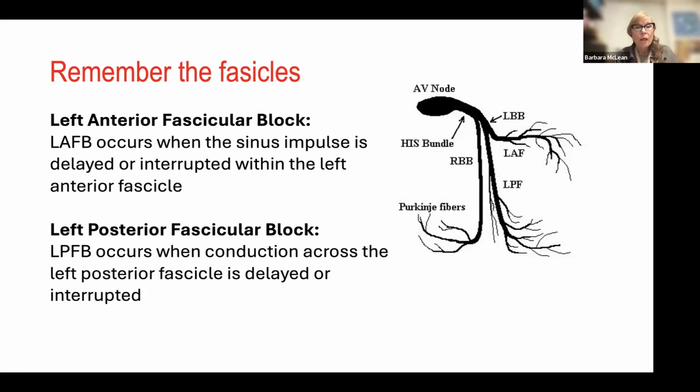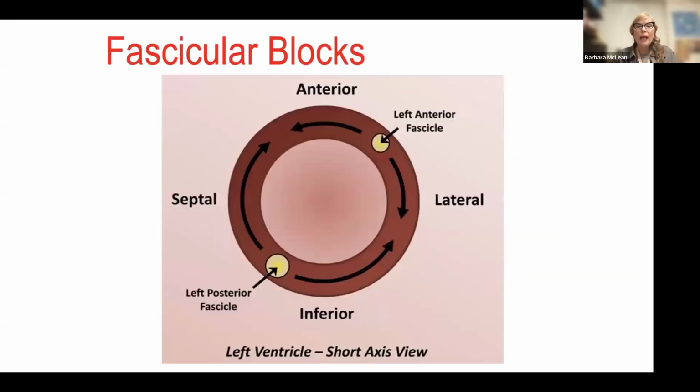That's so important. Left posterior fascicular block occurs when conduction across the left posterior fascicle is delayed or interrupted. That's going to change my axis, but it's not going to increase the width of my QRS. It is going to give me some very particular signals, which we're now going to take a quick look at.